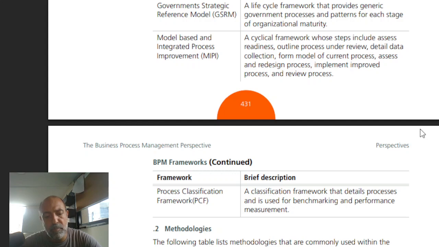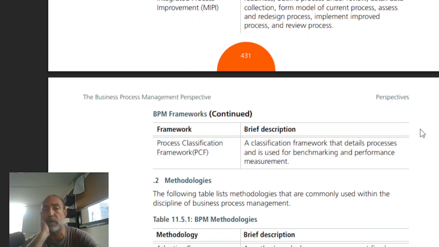So the model-based and integrated process improvement is basically cyclical. That means you do something, you check on it, and then you see the impact, and then you take decisions from there, and you go back. It's a cyclical thing. You assess, you outline, you detail the data collection, you form the model of the current process, you redesign the process, you implement, you improve your process, you review again.